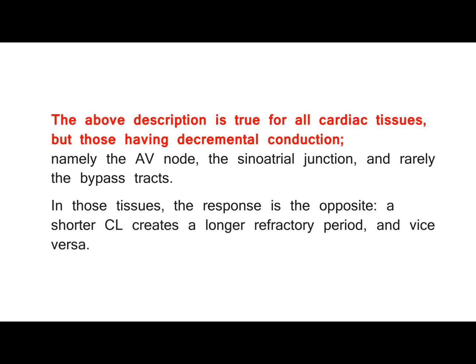The above description is true for all cardiac tissues, but those having decremental conduction, namely the AV node, the sinoatrial junction, and rarely the bypass tracts. In those tissues, the response is the opposite, a shorter CL creates a longer refractory period, and vice versa.